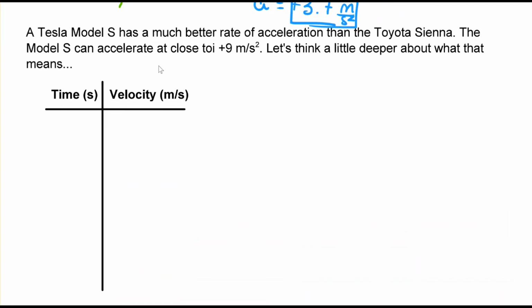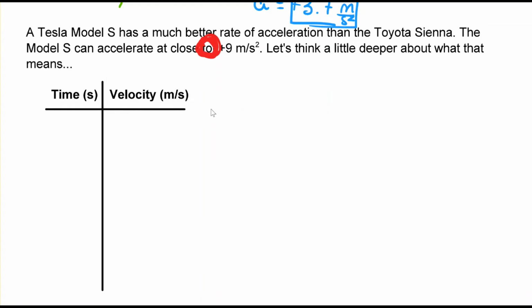So in contrast, the Tesla Model S has a much better rate of acceleration than the Toyota Sienna. Not a surprise. It's an electric vehicle. Electric vehicles almost always have better accelerations. So the Model S can accelerate at close to, Mr. Walton, positive 9 meters per second squared. Let's think a little bit deeper about what that means.